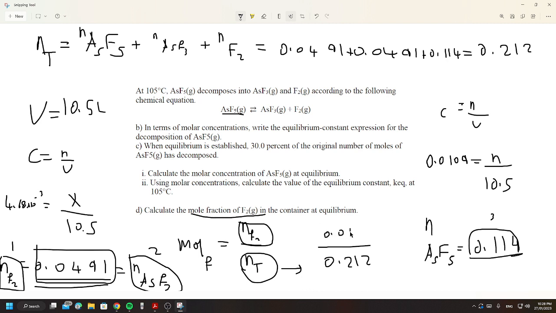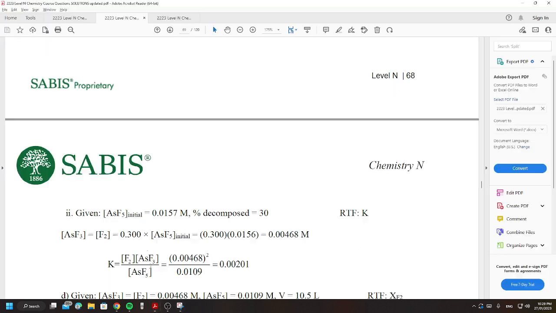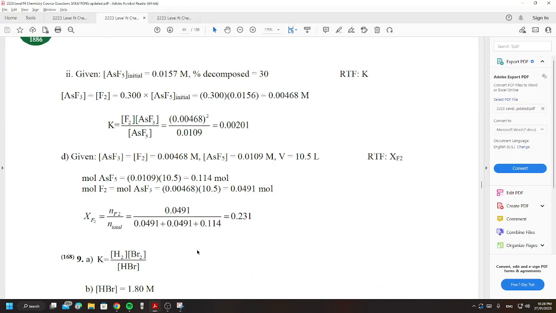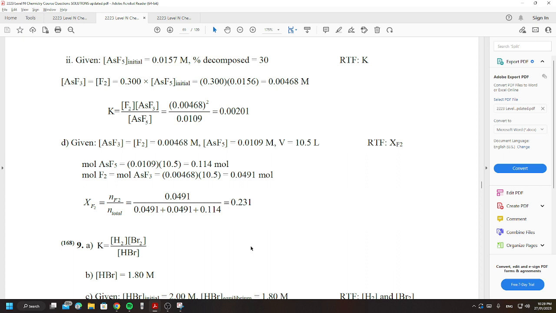So do 0.0491 divided by 0.212, and you're going to get, to three significant figures, 0.232 as the mole fraction of F2 in the container at equilibrium. Mole fraction doesn't have a unit because it's number of moles divided by number of moles, so they cancel. Okay, let's see. Please be correct. Yes, thank you. 0.23. They didn't round, so 231, 232, same thing.